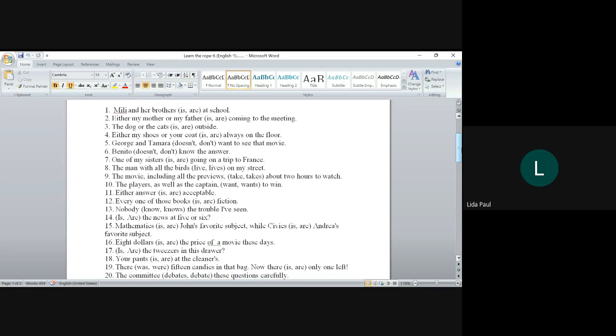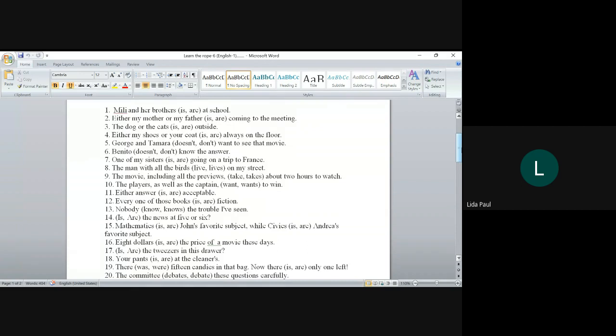The eighth one, the man with all the birds lived on my street. Lives. The man with all the birds lives on my street. The subject is what in this sentence? The man, right? So this is another part. When you're solving subject-verb agreement questions, keep in mind that anything that comes in between the verb and the subject of the sentence doesn't matter. They don't count for the agreement. Only the subject and the verb are in agreement. So you can put anything you want in between. You can form long phrases in between, yet the verb will only agree with the subject, right? So this is an example of that. The man with all the birds lives on my street.